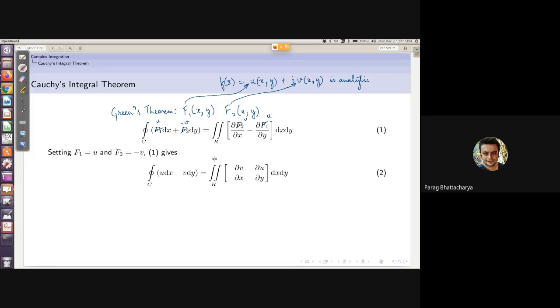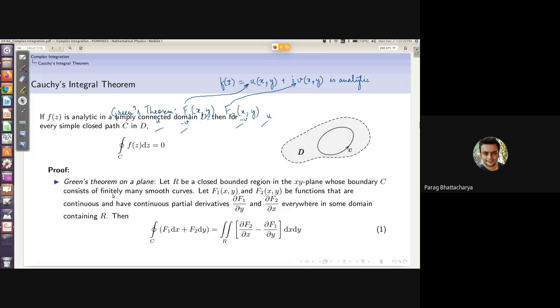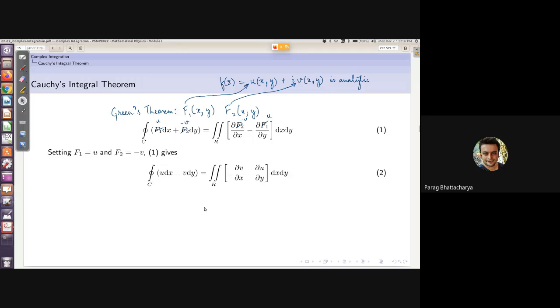So all I have done is replace f1 and f2, because Green's theorem is applicable for any arbitrary functions f1 and f2 of x and y. It comes from vector calculus. So I might as well replace f1 with u, which is the real part of the analytic function f(z), and f2 with minus v, where v is the imaginary part of f(z). When I do that, I get this expression, which we call equation number 2. Is this clear to everyone?